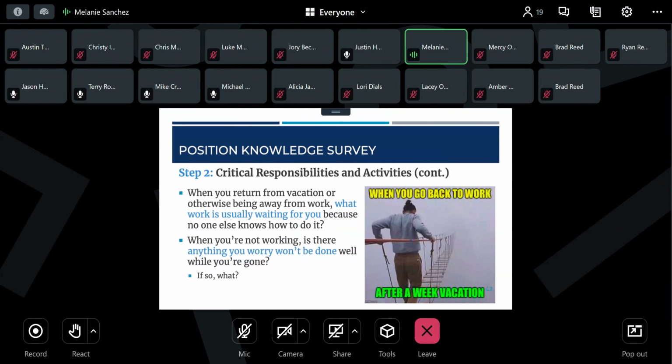And this is also part of step 2. So again, I think this one's super helpful. You want to think of when you return from vacation or being away from work, what work is just waiting for you to do because no one else knows how to do it. And when you're not working, can you think of anything you worry won't be done well while you're gone? And then if so, what? Document it. Make sure people know where that gap is, what that gap is.